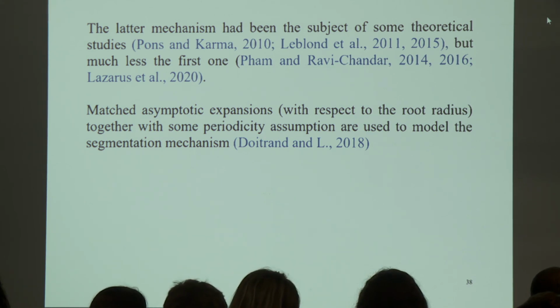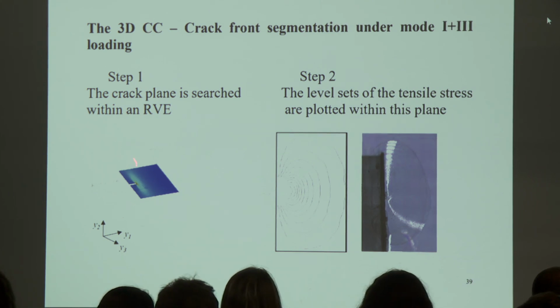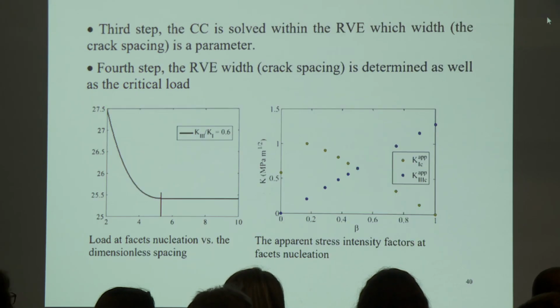And I will show you what we obtain. First step, we define the crack planes. Okay, it's not very difficult because we have just one direction to check. We can select the plane here and its direction orthogonal to the maximum tensile stress. Inside this plane, we can plot the level lines of the tensile stress, and you see that the shape of these level lines is very close to that observed in experiments.